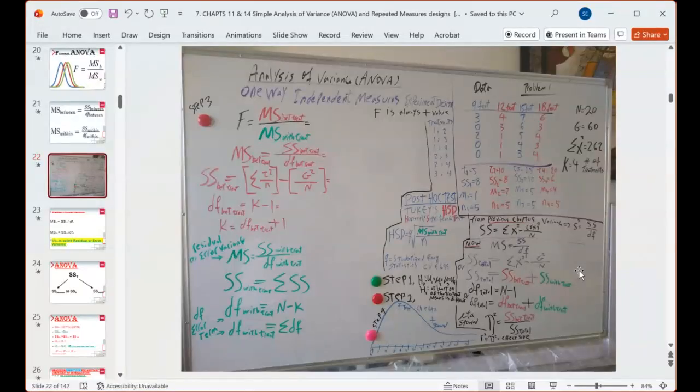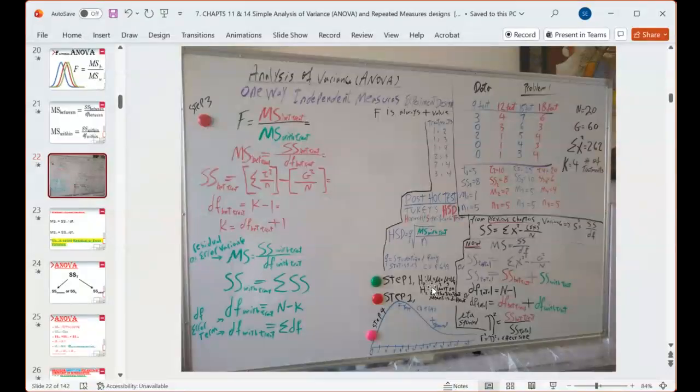Q is another symbol, and we have to look for the critical value for it. It's on page 699, and we're going to do that. You put that in there, times the square root of MS within divided by n. Q stands for the studentized range statistic. Again, here is the hypothesis testing. Step one.